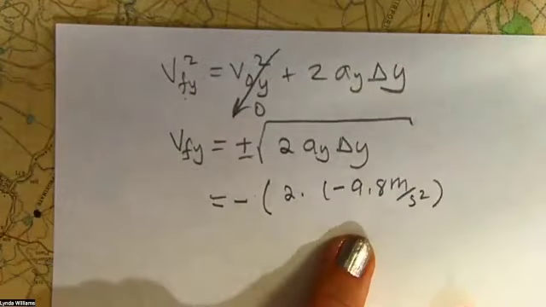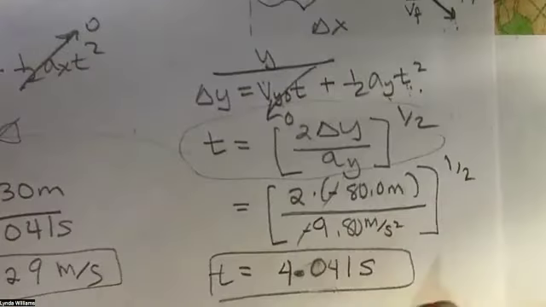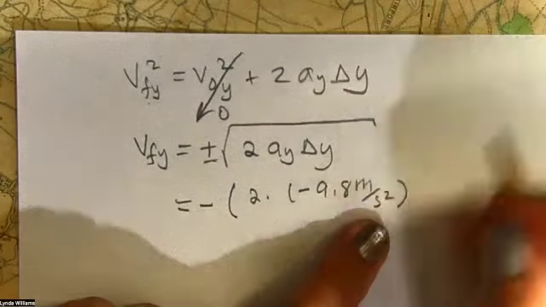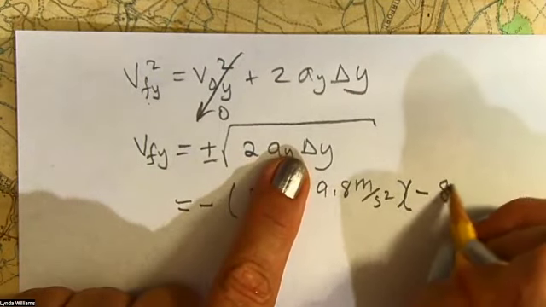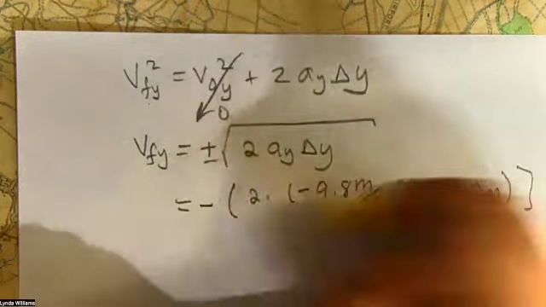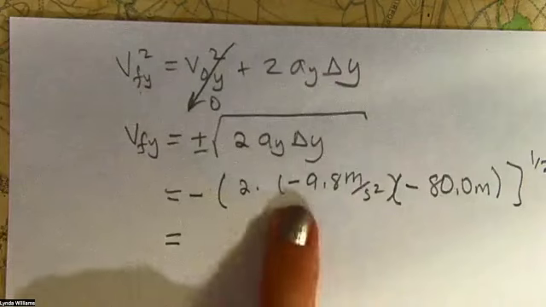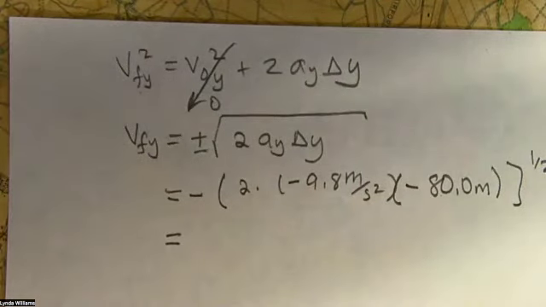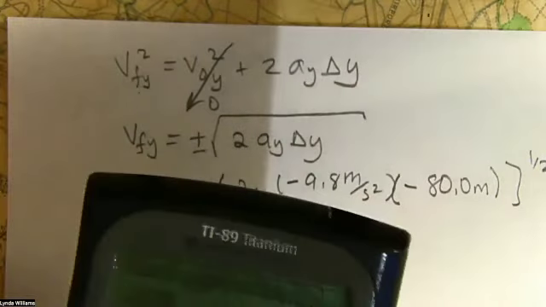And don't forget to include the units. Oh yeah, I forgot to do unit analysis over here. I'll come back and do that in a minute. And then the delta y is negative 80 meters. And then we get to the 1/2. So we have a negative and a negative. They cancel out, thank goodness. So no problem. And let's go ahead and punch that out on the calculator.